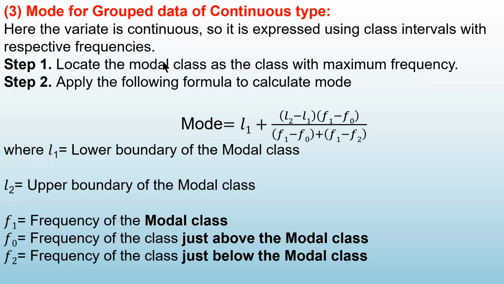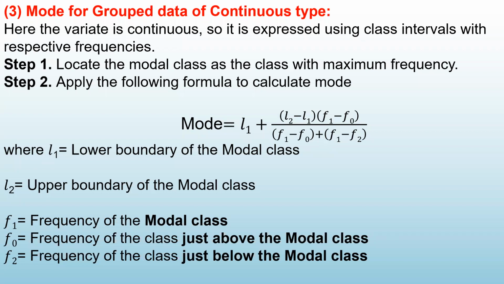Now, once you have located the modal class, you have to apply the following formula to calculate the mode. Look at here the formula. Mode is equal to L1 plus L2 minus L1 in another bracket F1 minus F0 divided by F1 minus F0 plus F1 minus F2. Here one thing to be noted, in the numerator ये दोनों ब्रैकेट के बीच में मल्टीप्लिकेशन का सिंबल, कोई भी सिंबल नहीं है मतलब मल्टीप्लिकेशन, और डिनोमिनेटर में ये दोनों ब्रैकेट के बीच में प्लस का सिंबल, ये आपको याद रखना है.